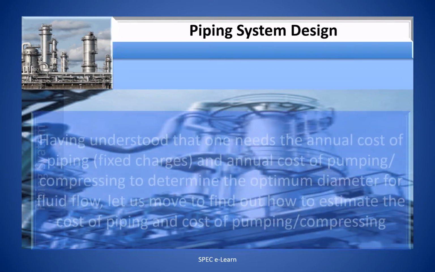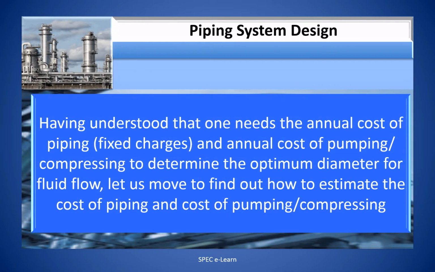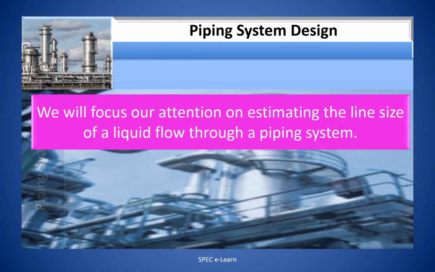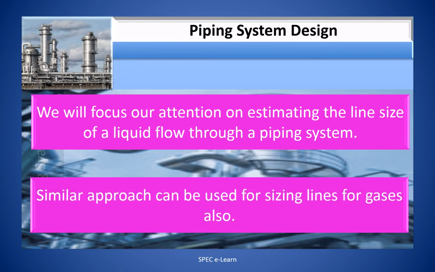Having understood that one needs the annual cost of piping, that is fixed charges, and the annual cost of pumping or compressing to determine the optimum diameter of the fluid flow, let us now move on to find out how to estimate the cost of piping and the cost of pumping or compressing. We will focus our attention on estimating the line size of a liquid flow through a piping system. Similar approach can be used for sizing the lines for gases also.